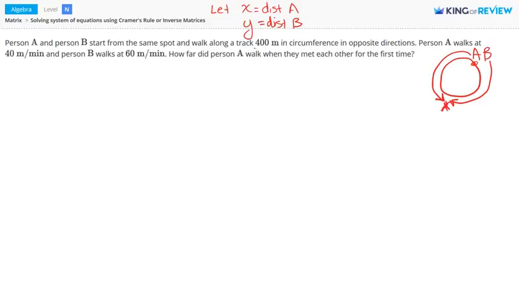Well, we see here that the total distance around the track is 400 meters. So we know that Person A and B together cover the entire distance of the track. So the distance that Person A walks, we're calling that x, plus the distance that Person B walks, that's y, in total equal 400 meters. So there's our first equation: x plus y equals 400.